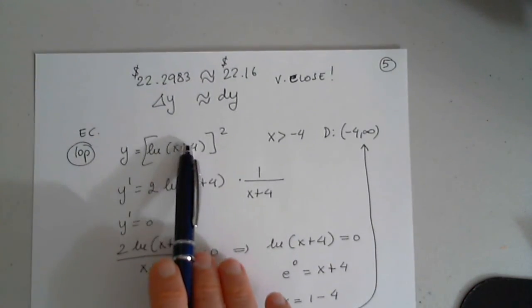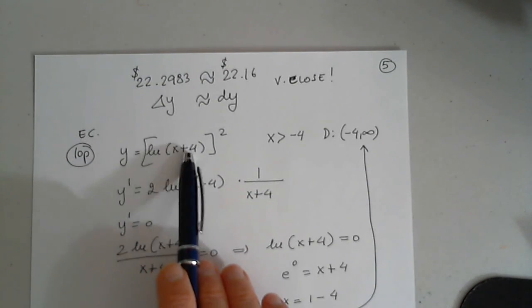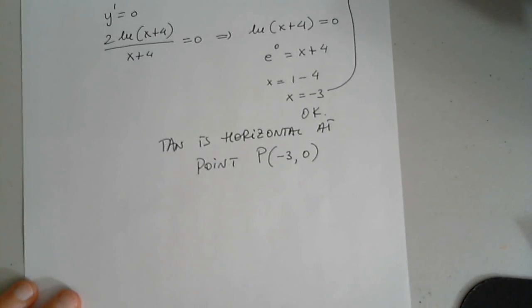When you plug in negative 3 in the original function, you get 1. Natural log 1 is 0. 0 squared is 0. Thank you.